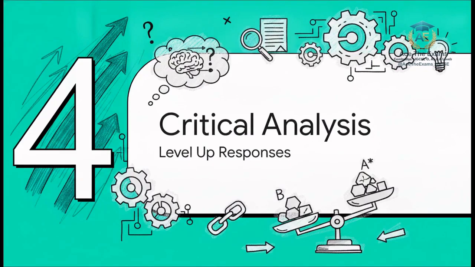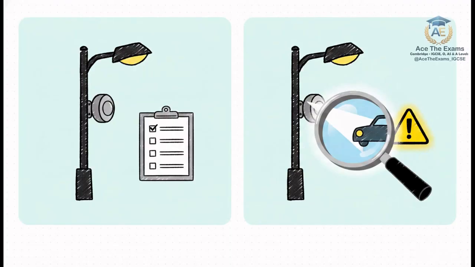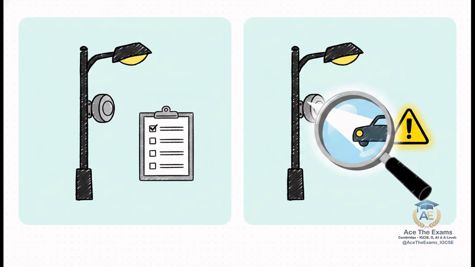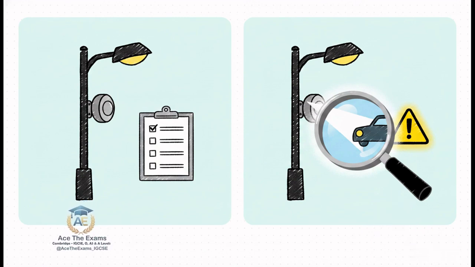Section 4. Critical Analysis Mastery. Let's talk about leveling up your responses to hit those highest grade boundaries. The crucial point here is moving beyond basic knowledge to critical analysis, mastering the higher-order assessment objectives. Anyone can describe a system. A descriptive level answer just lists features, like a light sensor detects ambient light levels. That's nice, but it's basic. This side-by-side perfectly demonstrates the massive leap from a descriptive answer to a high-scoring evaluative response. An evaluative level answer identifies limitations, questions assumptions, and offers alternative interpretations.